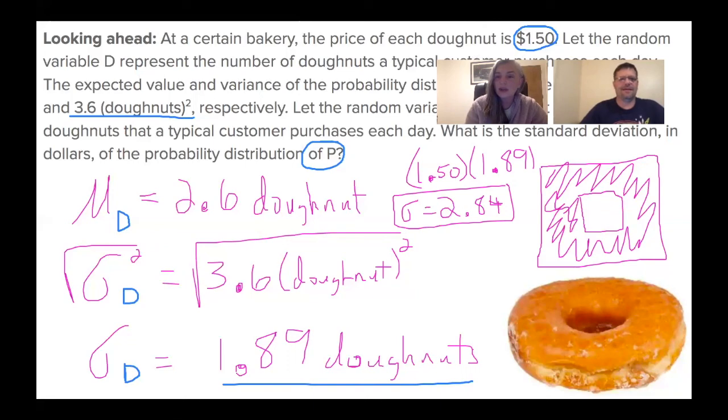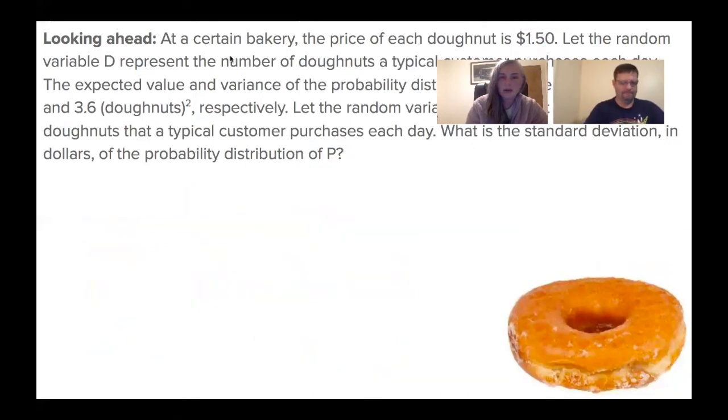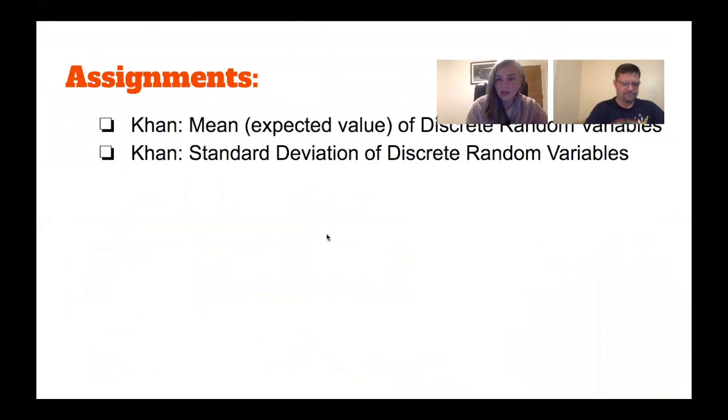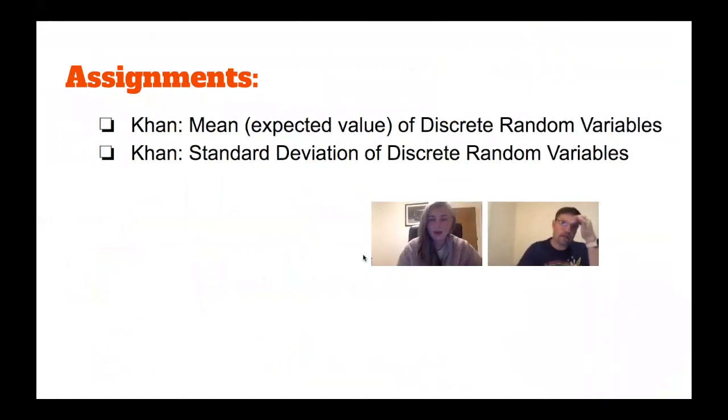All you're going to be doing on your assignment here for Khan Academy is just a couple of them on mean and on standard deviation, and I hope it's super simple for you. Just remember, think about the formulas, think about the interpretations. Okay? Bye.